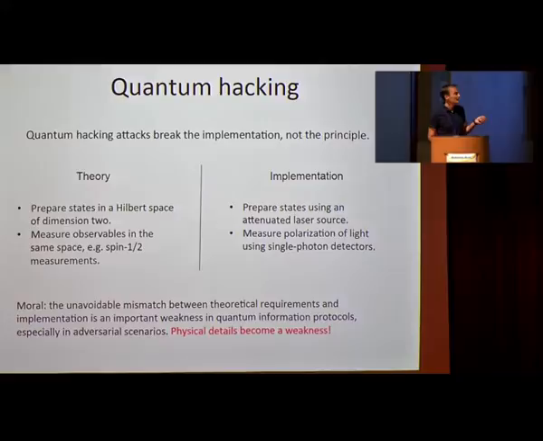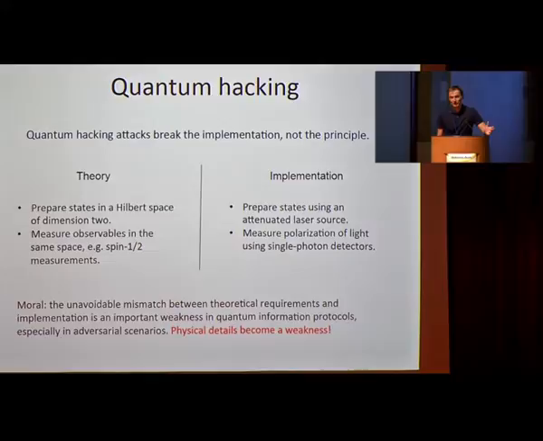And you go to the provider and say, look, you have to prepare single photons and put information on polarization. And the provider will tell you, well, look, a single photon is something very expensive. Do you mind if I use an attenuated laser? And you say, well, why not? Let's try to do it with this. But this is not the single photon that you need for the theoretical security proof.